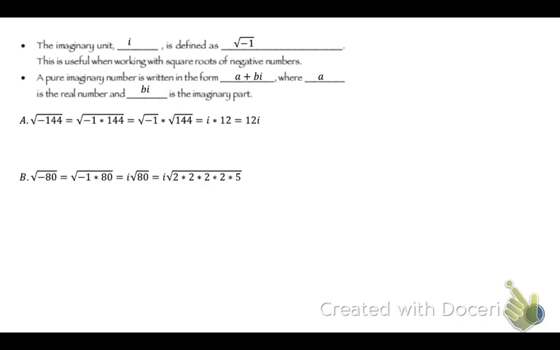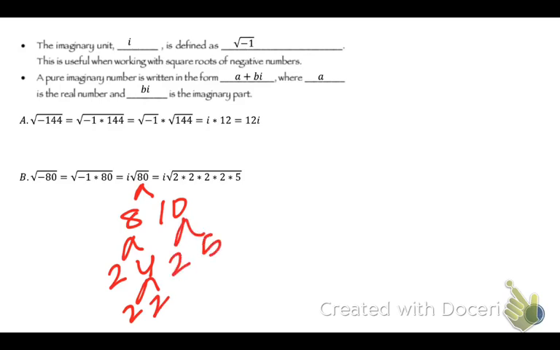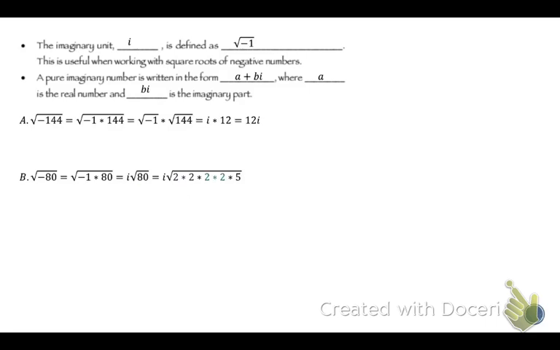Now, we're going to break down the 80. So 80 breaks down to 2 times 2 times 2 times 5. We can just make a factor tree if you want, so that'd be like 8 and 10, which is 2 and 4, which is 2 and 2, and this is 2 and 5. So we can group those. So I'm going to pull out those 2's, which is going to give you 4i square root of 5.